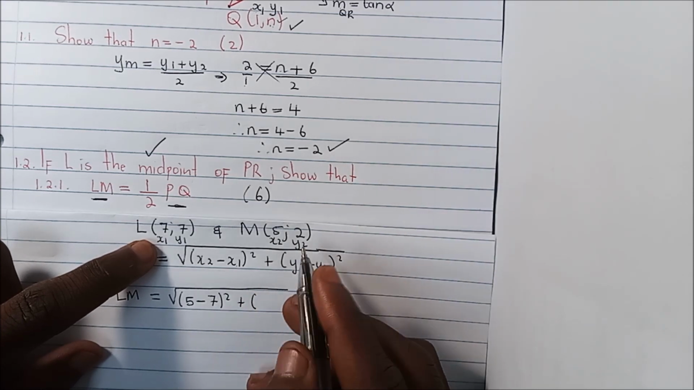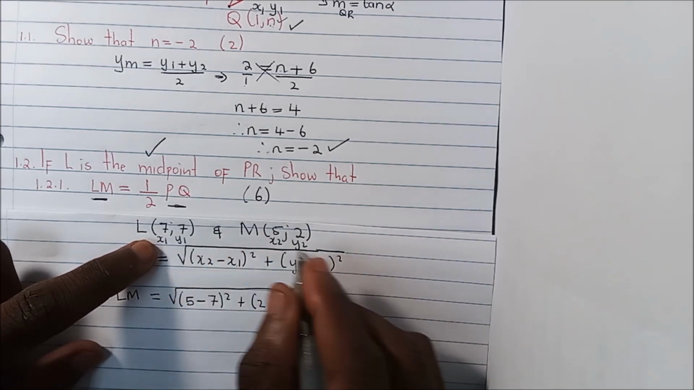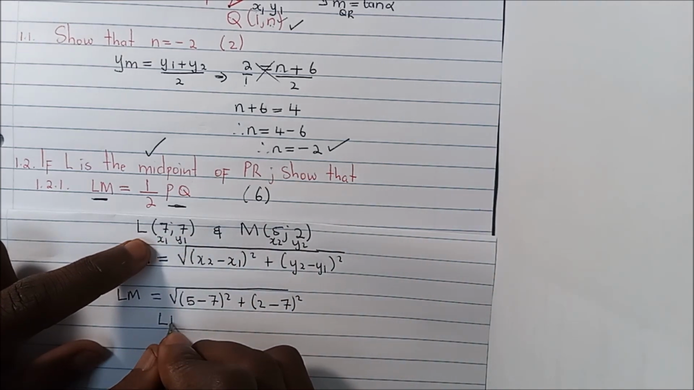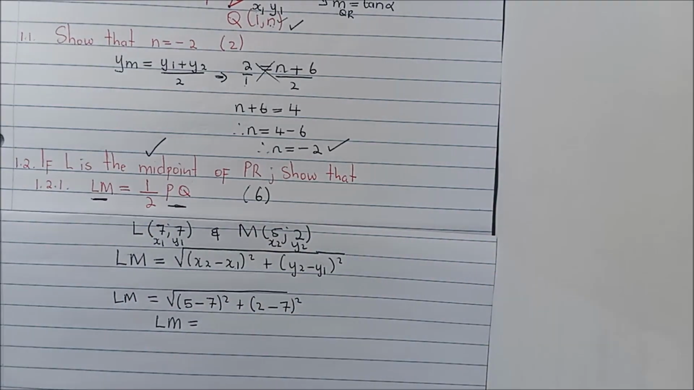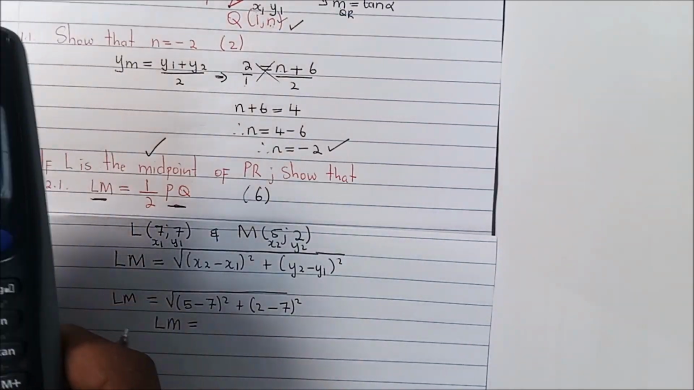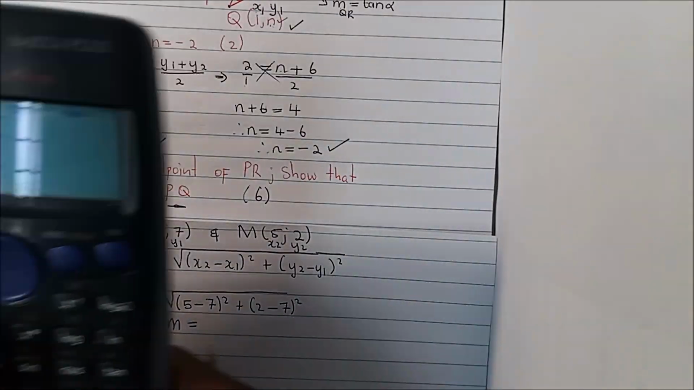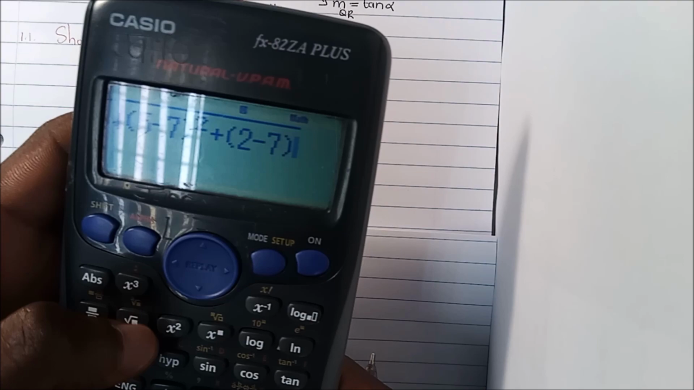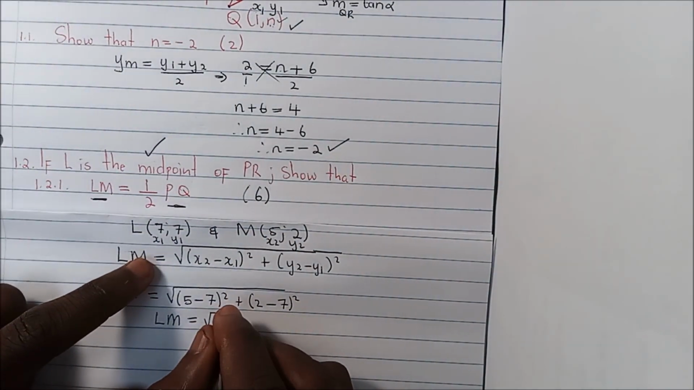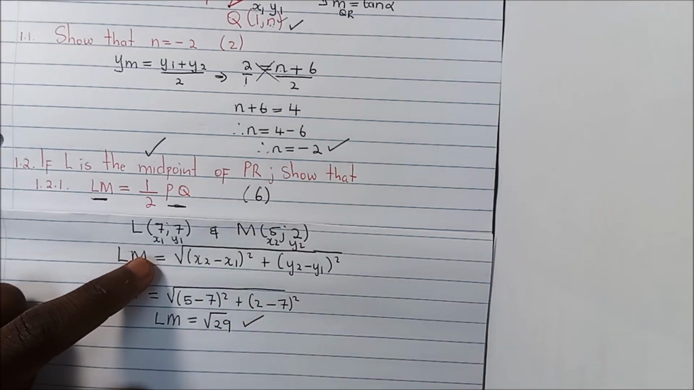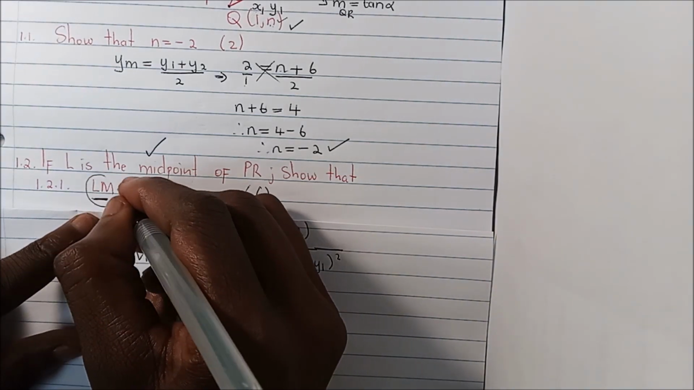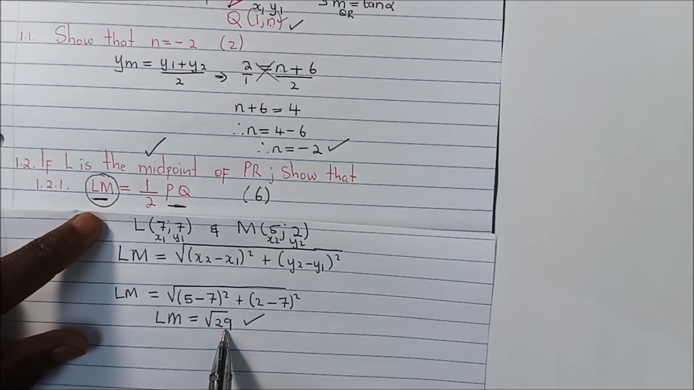Now what is our y2? It is 2. Following the formula, we just substitute those values, all squared, and then we put the whole thing in the calculator. So the square root of (5 minus 7) squared plus (2 minus 7) squared. We get the square root of 29. Nice, we're going somewhere. So now we have the length of LM, which is the square root of 29.